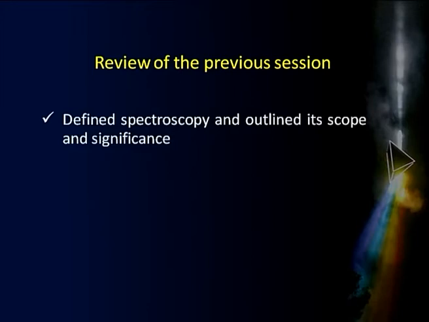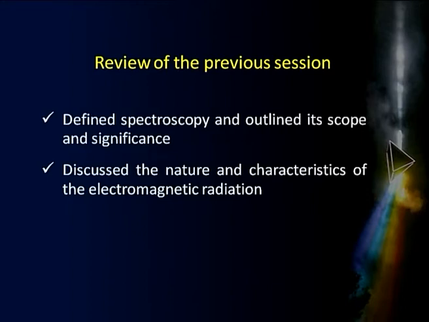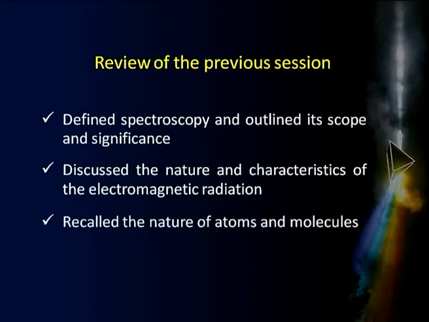You will recall that we started with defining what is spectroscopy, and then we outlined its scope. We talked about spectroscopy being the study of interaction of radiation and matter, and its usage in a variety of things. Thereafter, in this context, we talked about the nature and characteristics of EM radiation. This was followed by recalling the nature of atoms and molecules, the basic energy level diagram of atoms and molecules and things like that.